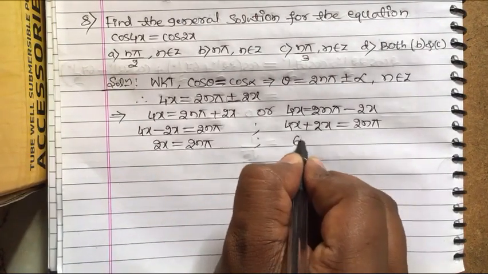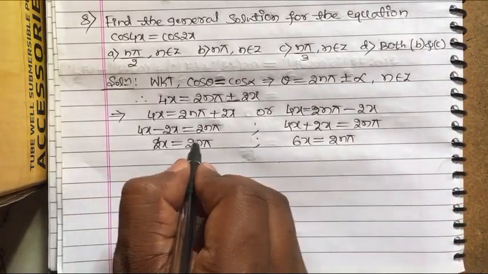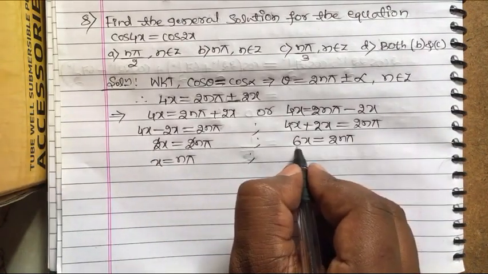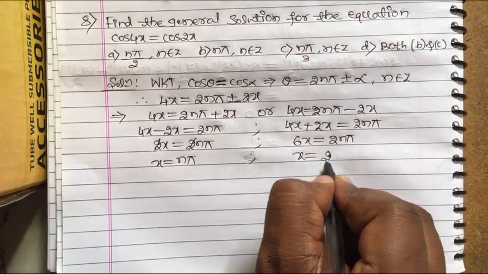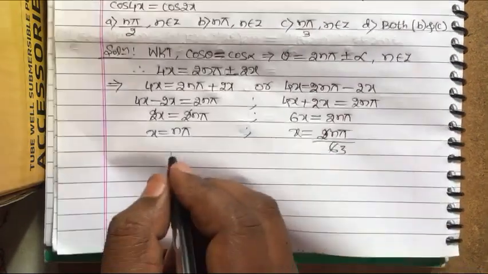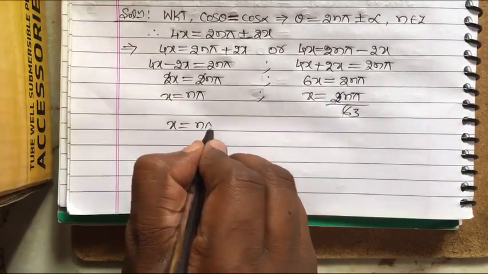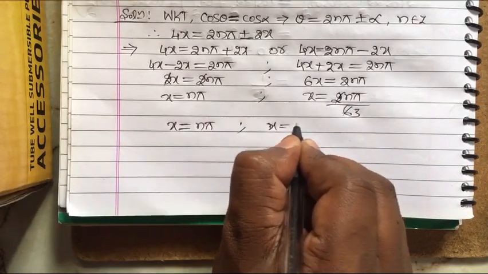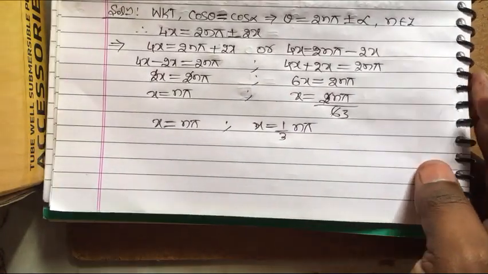So here we get 6x equals 2n pi. So 2 and 2 get canceled. x equals n pi. So here take 6 to the RHS, it goes to the denominator. We get 2n pi divided by 6, 2 threes are 6. So here we get x equals n pi, and x equals 1 by 3 n pi, or n pi by 3.